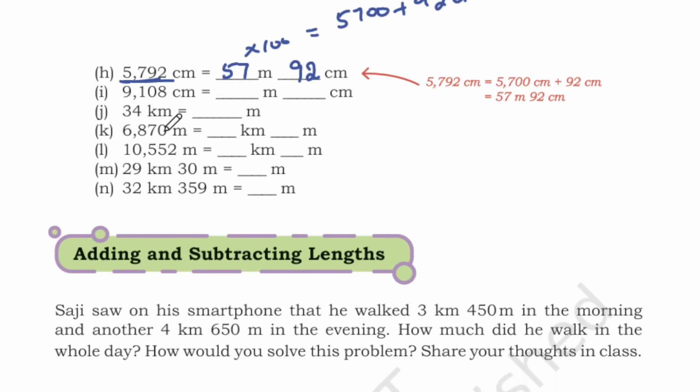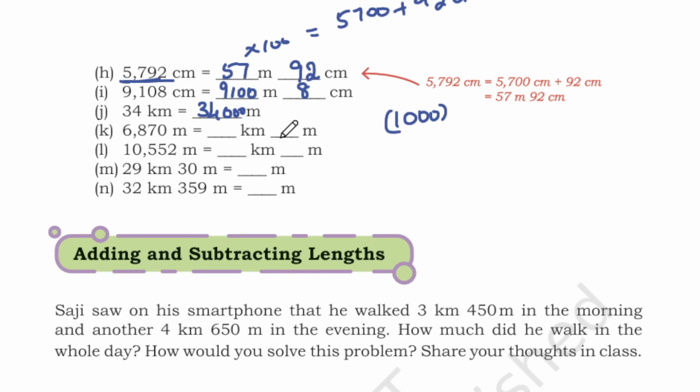So next one is 9,108 centimeter. This is 91 meter and 8 centimeter. Next is 34 kilometer. When you're converting kilometer into meter, what do you have to do? You have to multiply by 1000. So 34 into 1000 is 34,000 meters.